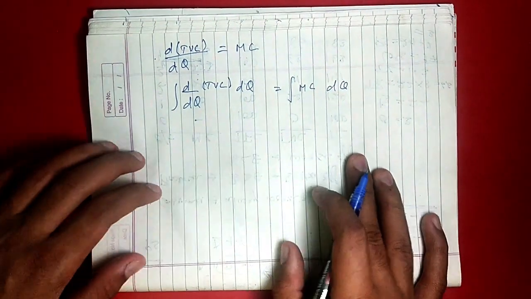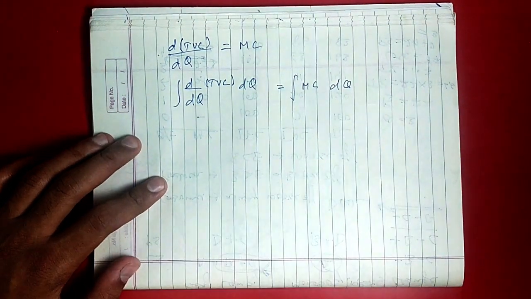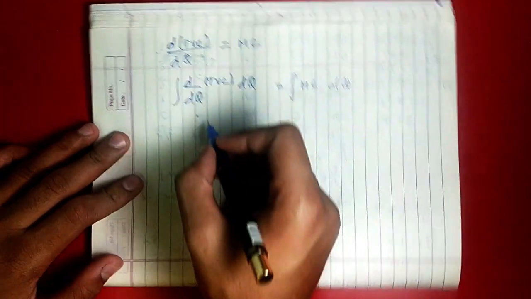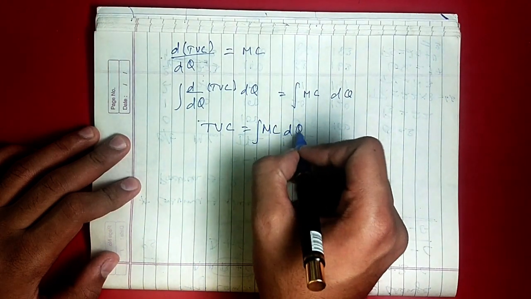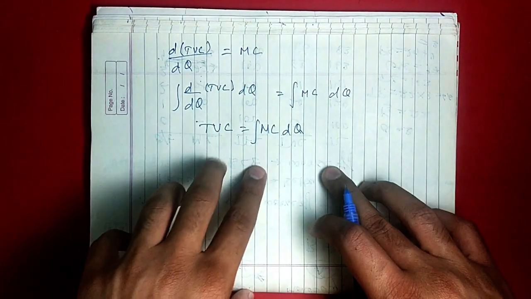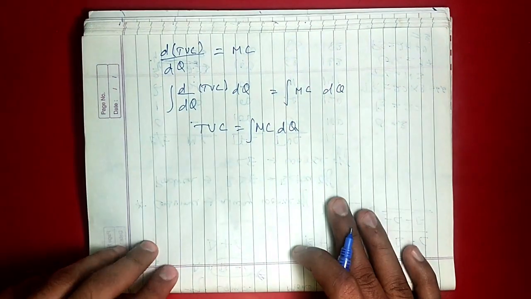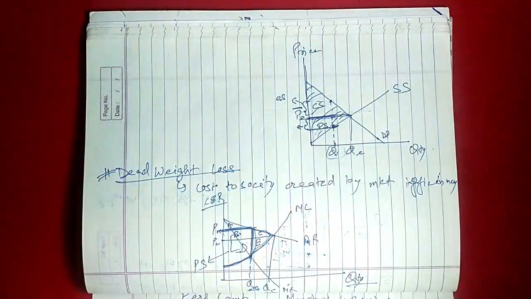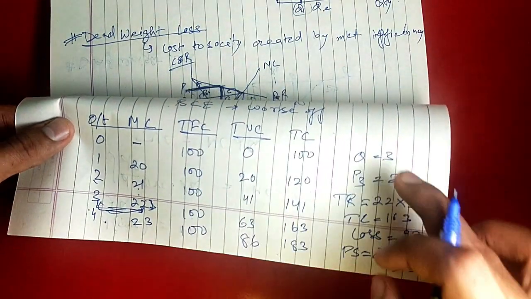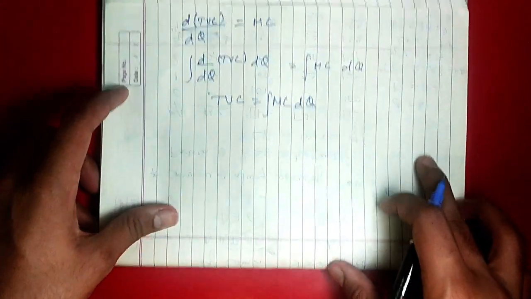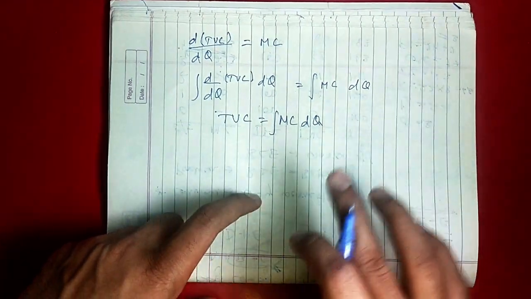Tell me. We get that TVC is equal to the integral of MC dQ. So this is the method if you are not given the table. Here I was given the table, so we calculated directly. But if you are given the equation or something, then you have to calculate like this.